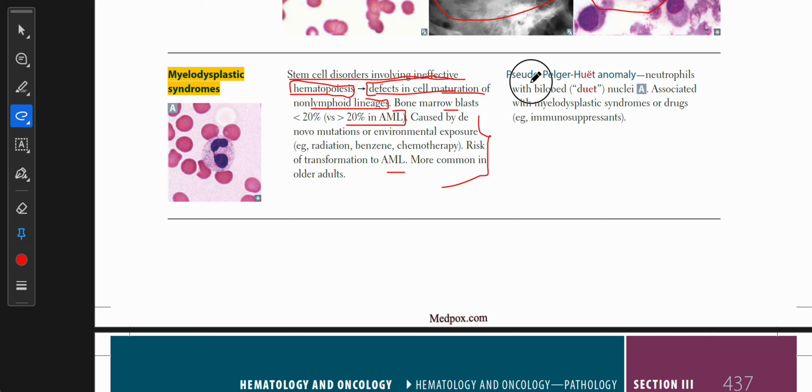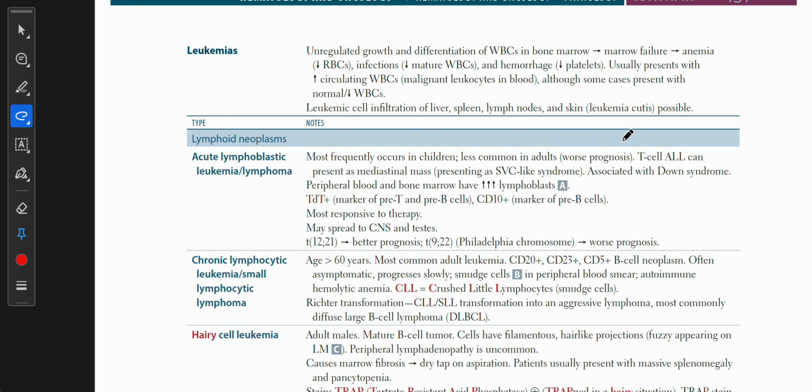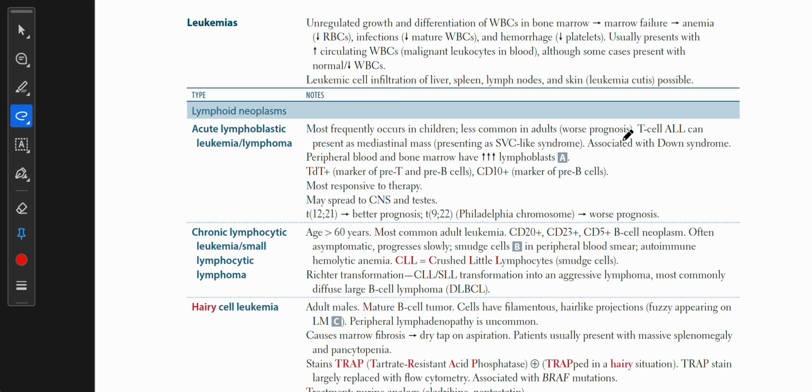And then here we have pseudo Pelger-Huet anomaly, where neutrophils with bilobed nuclei are seen. Usually the nuclei in neutrophils are multilobed, right? So neutrophils with bilobed nuclei, that is duet nuclei. You can remember it like Huet anomaly has duet nuclei. In the figure right here, there are duet bilobed nuclei, and these are associated with myelodysplastic syndromes or drugs like immunosuppressants. Okay, let's tap into leukemia, which is our main topic for today.